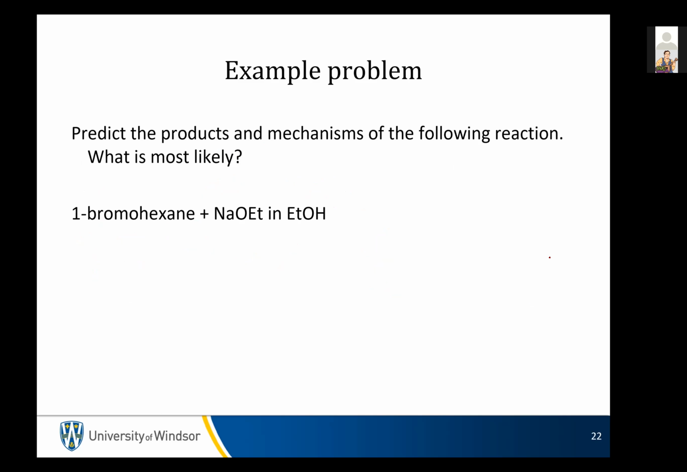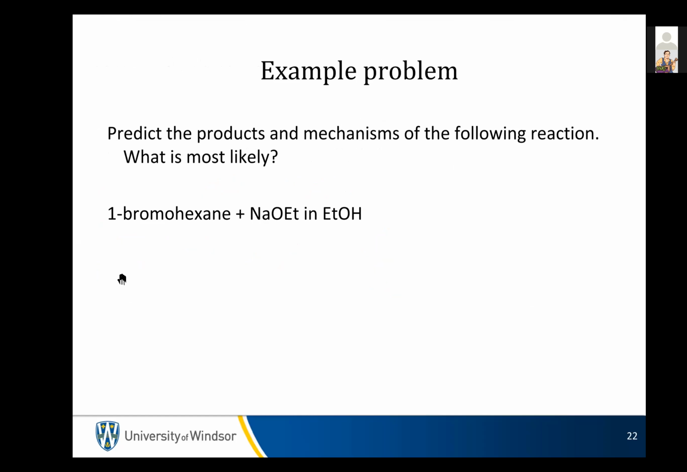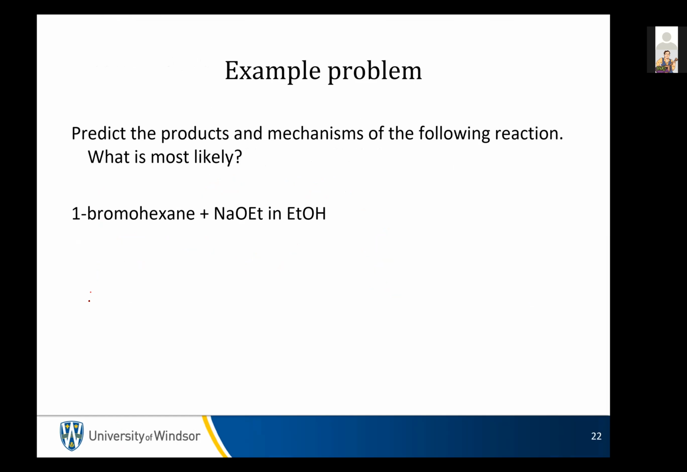Example 211. 1-bromohexane. One, two, three, four, five, six. It doesn't really matter how many carbons there are. In sodium ethoxide and ethanol. We're going to move through the oxidations and eliminations fast next class. We're going to do a few more examples.